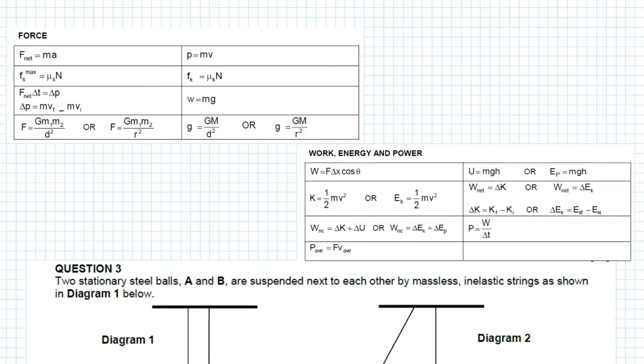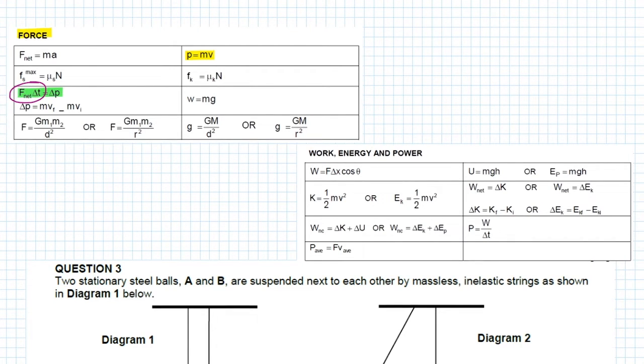On your formula sheet under the heading force, you're going to see the formula for momentum, p equals mv. Please remember that momentum and velocity are both vector quantities, so direction is very, very important. We also have the impulse-momentum theorem, which states that the impulse is equal to an object's change in momentum. Remember that we calculate impulse by saying net force multiplied by the change in time.